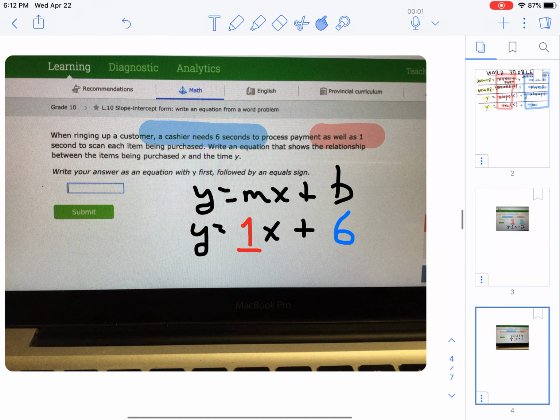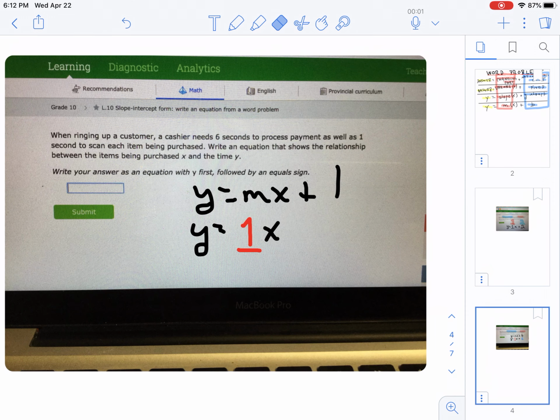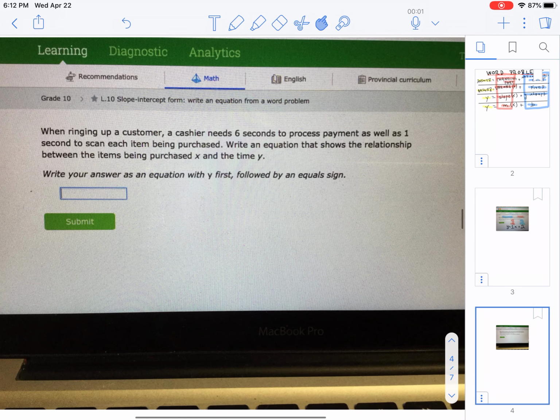Okay, let's take a look at another question. This question says, when ringing up a customer, a cashier needs 6 seconds to process payment, as well as 1 second to scan each item being purchased. So ringing up a customer means when a customer goes through the cash register, the cashier checks them out or scans in how much it would cost to buy the items they're buying. And the cashier is someone who takes your cash at a store. And processing payment is when you would give them money or a MasterCard or a debit card to pay for your transaction. So we'll read that sentence again.